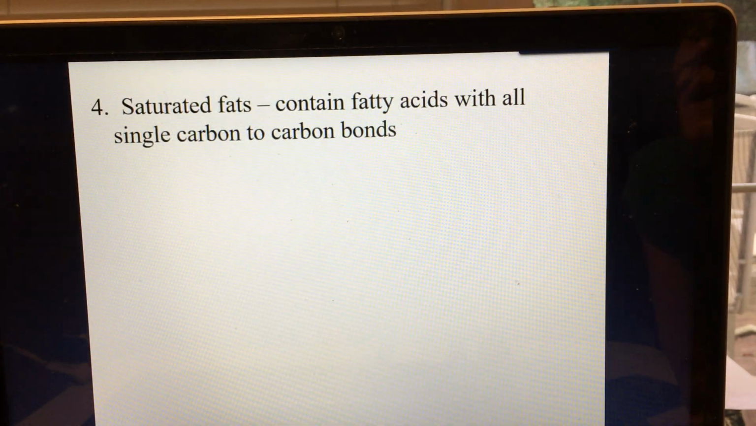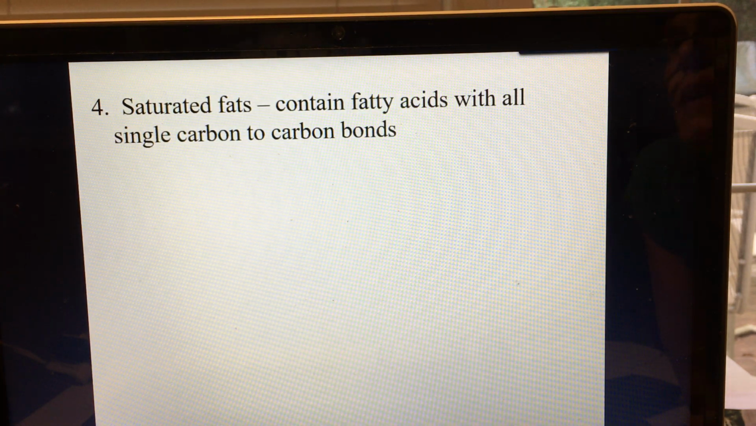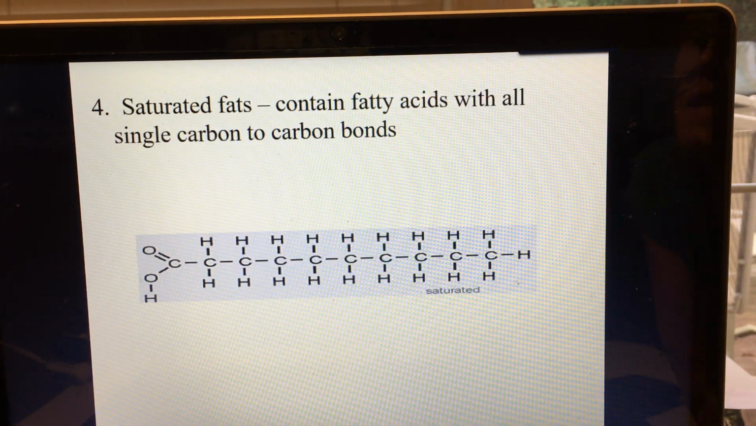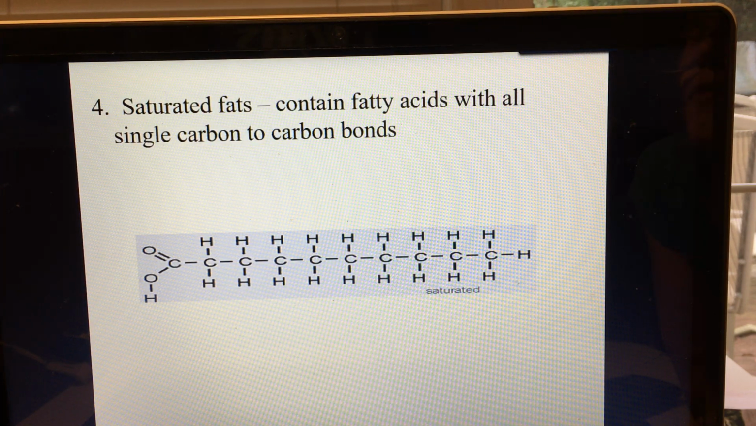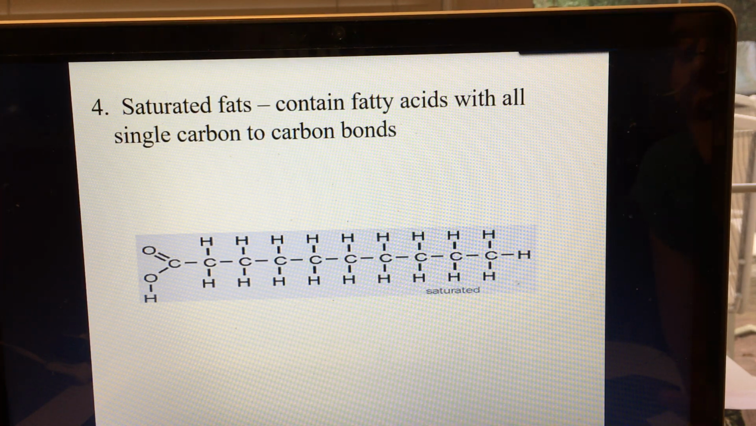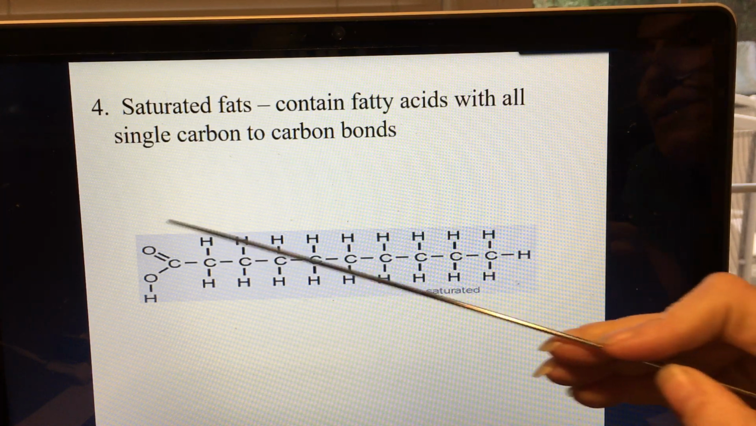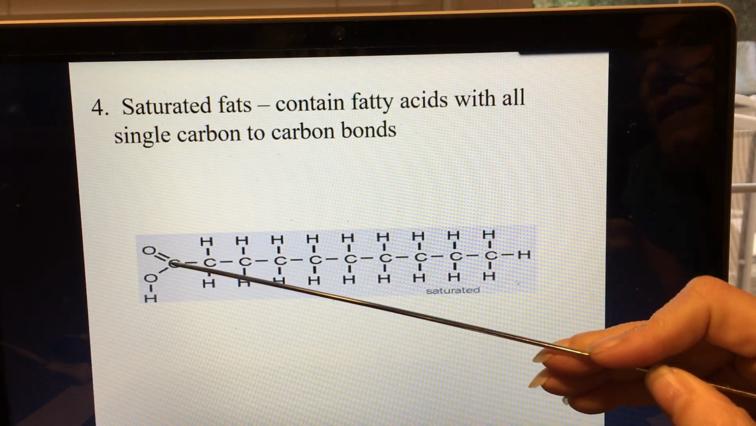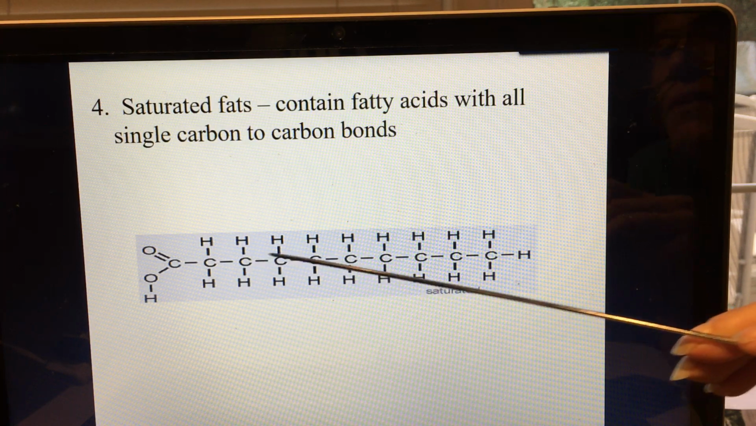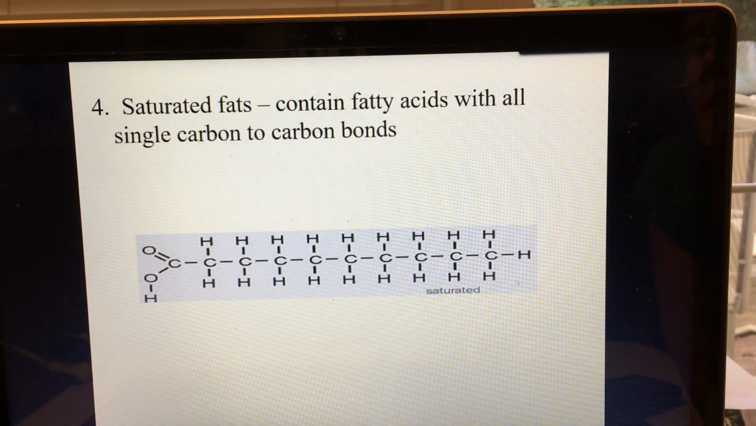Saturated fats contain fatty acids with all single carbon to carbon bonds. So this is a diagram of a saturated fat, not a saturated fat, a saturated fatty acid. Now be careful because you still have your carboxyl group, the carbon double bonded to an oxygen, but if you notice in the chain, all of the carbons are single bonded. So what do we mean by the term saturated? Saturated usually means full of something. If we were talking about a kitchen sponge, saturated would mean it's full of water. In this case, saturated means full of hydrogens.